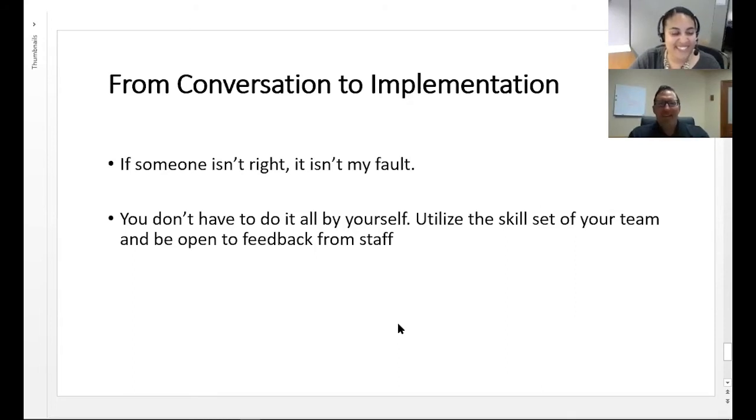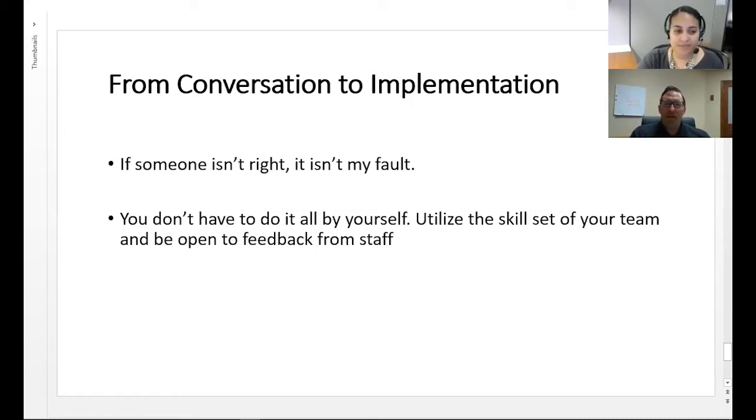Okay, sounds good. From teamwork, conversation to implementation: if someone isn't right, it isn't my fault. That can be one of the hardest things to swallow, especially as a newer supervisor. One piece of good advice or bad advice I got when I first became an executive director was, no matter what happens in the organization, it's always your fault.